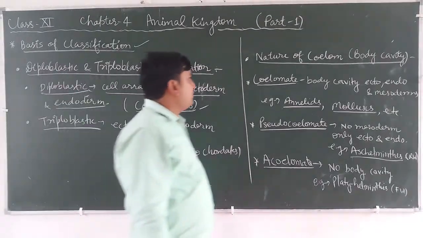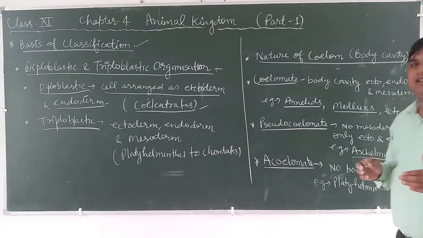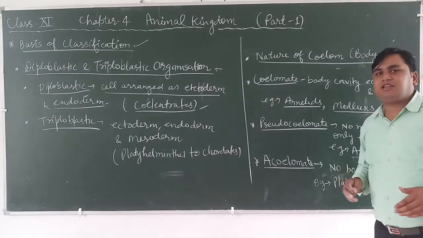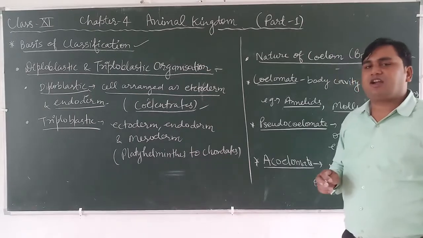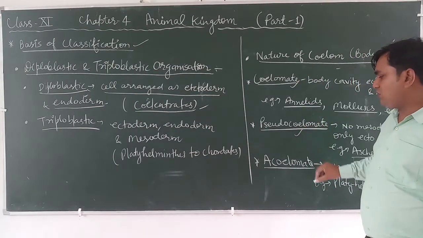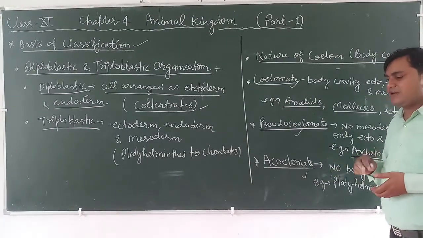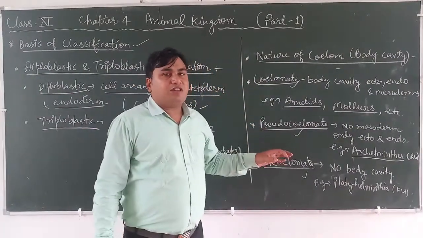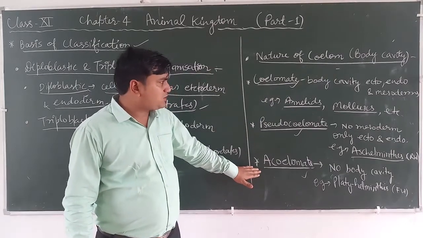Next is the nature of coelom or body cavity. What is criteria of their body cavity? On the basis of nature of body cavity, it is important to differentiate the body category on the basis of their organization. These are three types. First one is coelomate, second pseudocoelomate, and last is the acoelomate. Three type of body cavity are nature of coelom found in the animal: coelomate, pseudocoelomate and acoelomate.